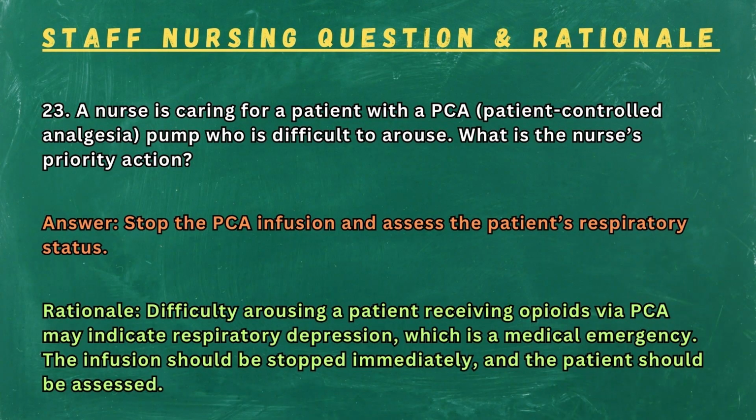23. A nurse is caring for a patient with a PCA, patient-controlled analgesia pump, who is difficult to arouse. What is the nurse's priority action? Answer: stop the PCA infusion and assess the patient's respiratory status. Rationale: difficulty arousing a patient receiving opioids via PCA may indicate respiratory depression, which is a medical emergency. The infusion should be stopped immediately, and the patient should be assessed.